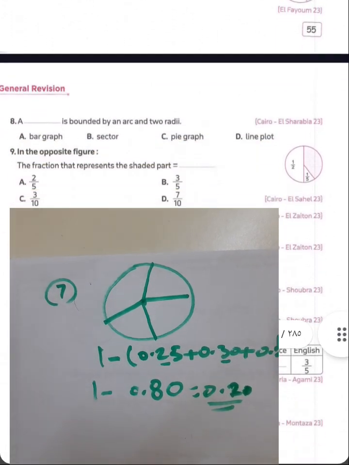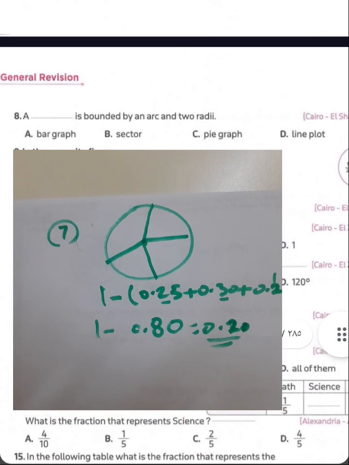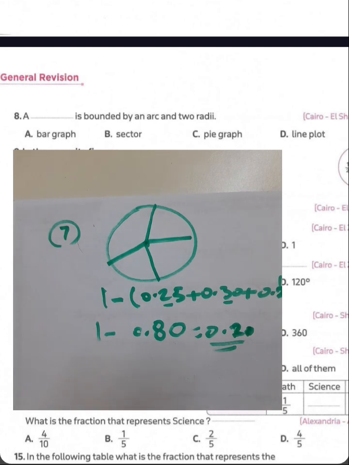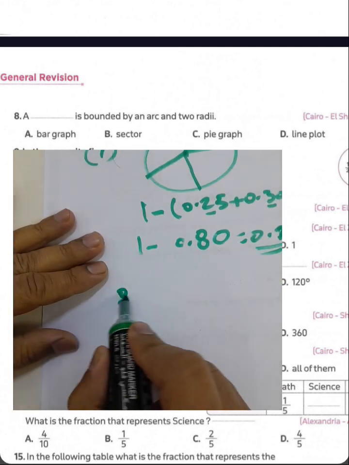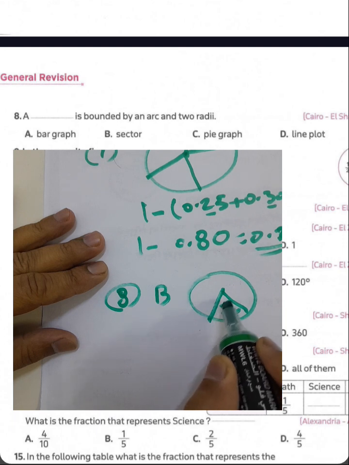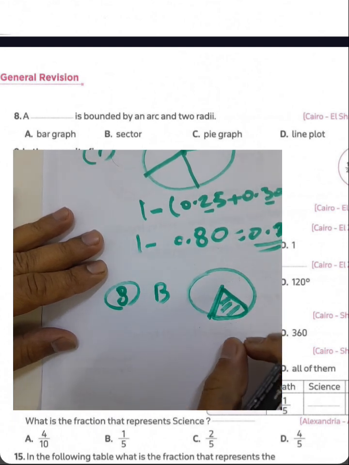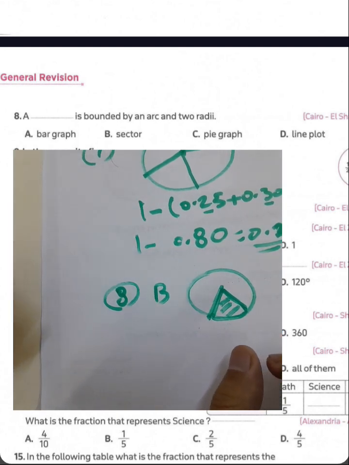Question 8. A space bounded by an arc and 2 radii, we call it a sector. Question 8, choose letter B. We call this a sector. This sector here is bounded by 2 radii and an arc. Bounded by means determined. You can write in this question bounded or determined.